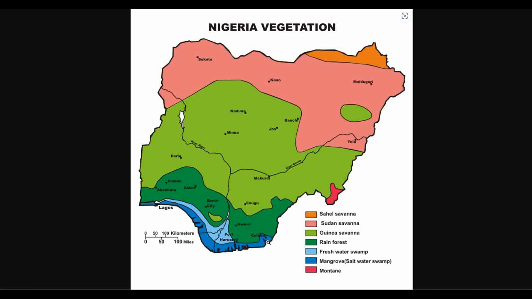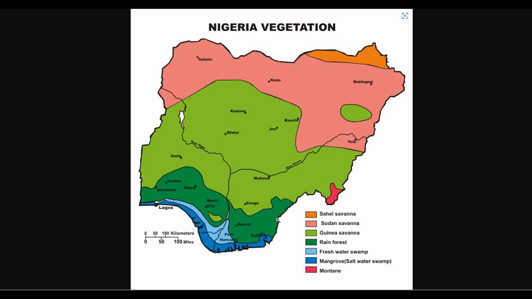Now, if you travel from any of these axes, if you go further up, you will come into the tropical rainforest. So in Nigeria, the tropical rainforest covers parts of Rivers, parts of Cross River, Akwa Ibom, Imo, Abia, Edo, Delta, Ogun, Ondo, and Oyo State. All of these make up the tropical rainforest.